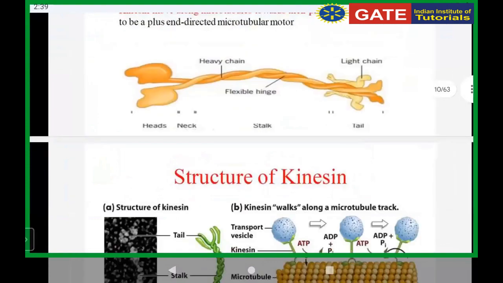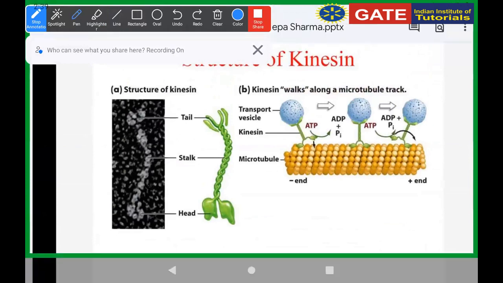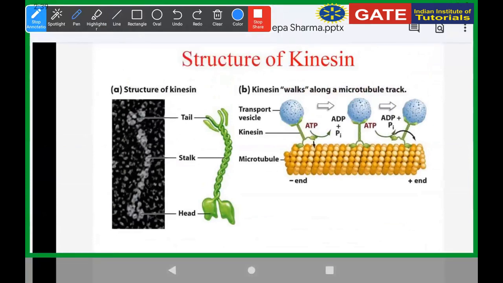So look at this image. Here you will get a clear idea how the kinesin protein transfers vesicles. See, this is the head of the kinesin. This is the stalk, and this is the tail. Here the head binds to the microtubule protein, that is tubulin protein. So it has two binding sites, right? One is the ATP binding site, the other one is the microtubule binding site. Head contains two binding sites. Got it? It is like a leg.